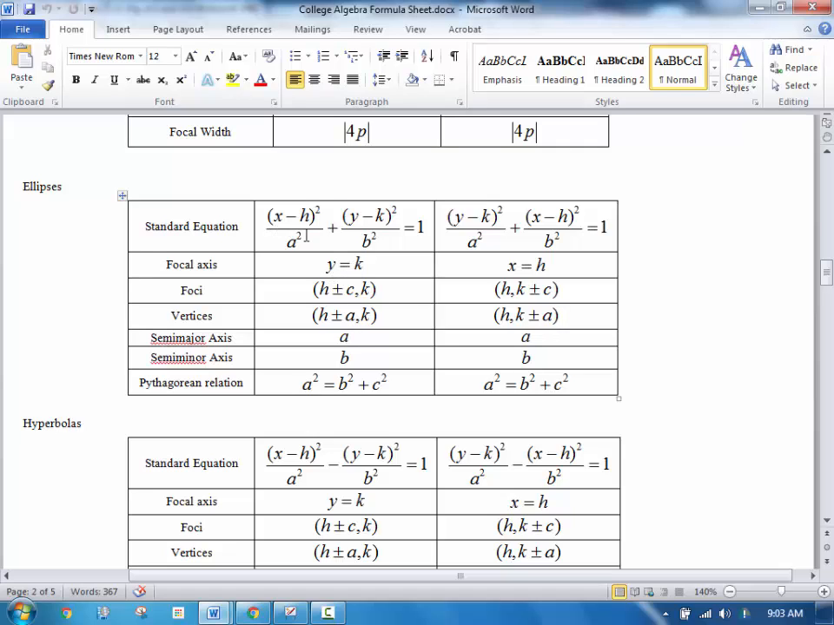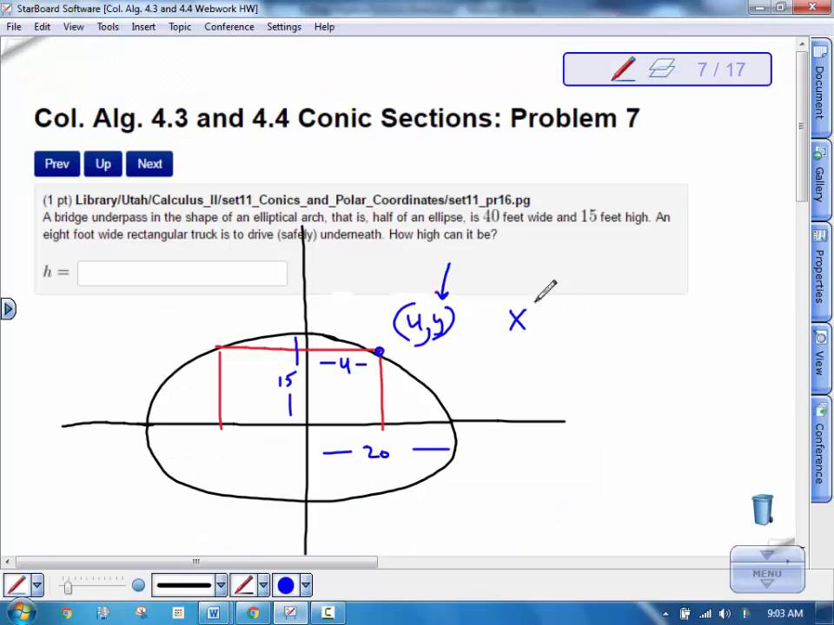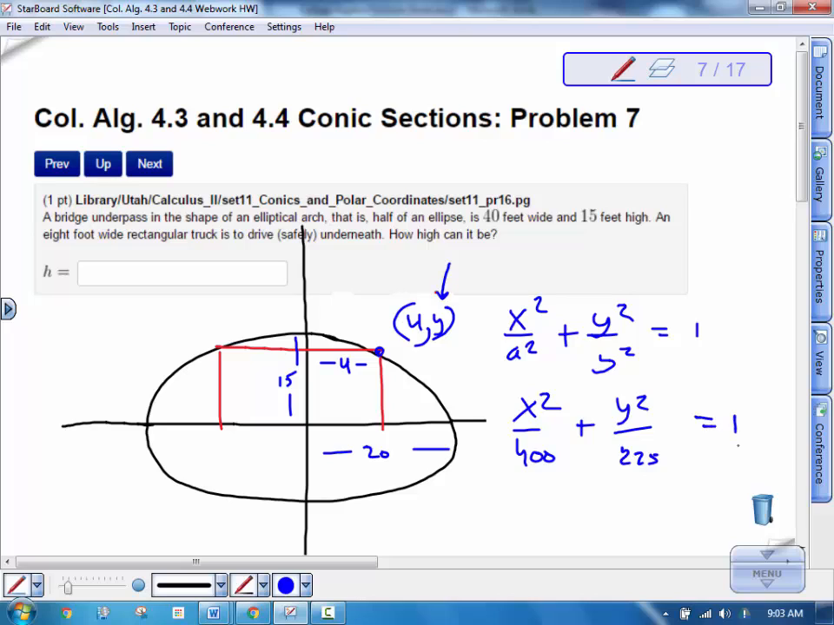So that's x minus h squared, but this is centered at the origin. We purposely centered it at the origin in our formula so that we can have x squared over a squared plus y squared over b squared equals 1. And then a is half the length of the major axis, which is 20. So my formula becomes x squared over 400 plus y squared over 15 squared, which is 225, equals 1.